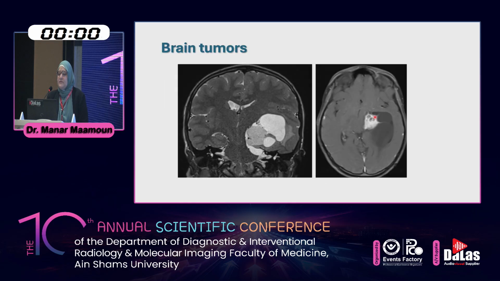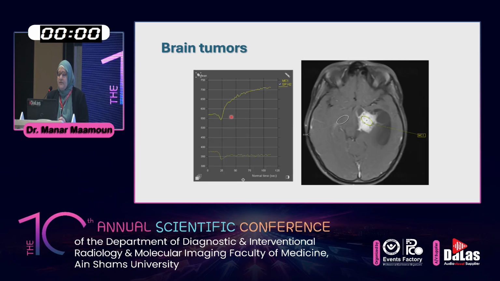Another case with pathologically proven pilocytic astrocytoma, but it was intraventricular and supratentorial, so it's an unusual location. A very characteristic curve was shown with a low cerebral blood volume, yet there is a high recovery. This curve is characteristic for pilocytic astrocytoma.